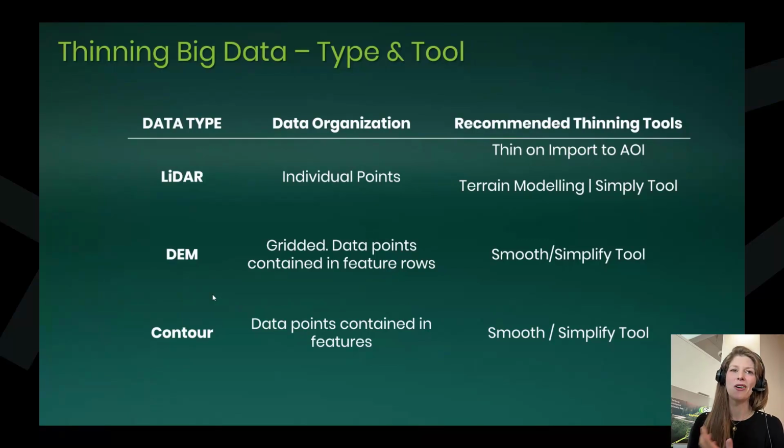And similarly, contours operate kind of the same way, in that those data points are contained in more linear features. And there we can leverage that Douglas-Peucker method through the Simplify Smooth tool as well. So back to Matt. Let's go take a look at thinning.